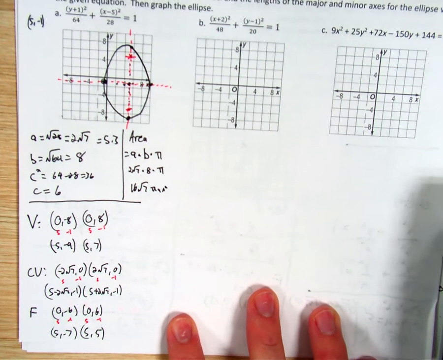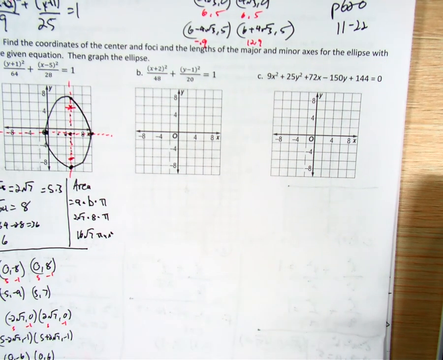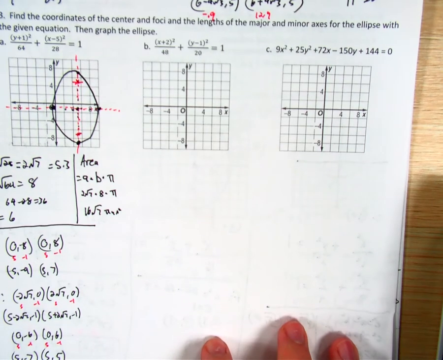Let's give you a second here to try B on your own. Okay, go ahead and try B on your own. Think about which way it's going to go. You want to find your A. First, you want to find your center. Then you want to find your A, your B, find your C. Okay, and then go through all that stuff we just did. Give that a shot.